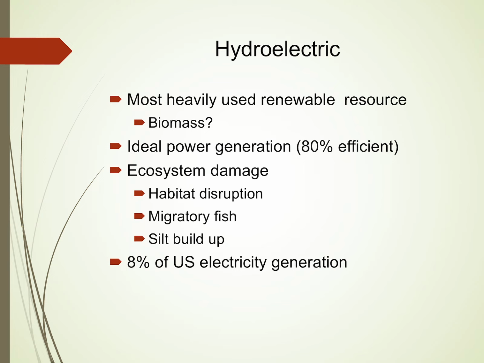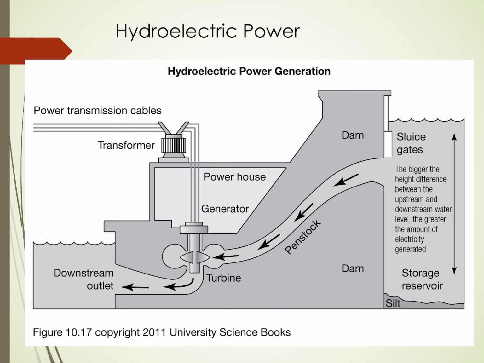Migratory fish have problems. You get silt buildup behind the dam. So those are problems. That silt buildup can affect spawning grounds, eggs that are laid in the bed of the river and things like that. As far as the U.S. goes, about 8% of U.S. electricity generation is hydroelectric. And this is just showing the basic idea of how it's done.